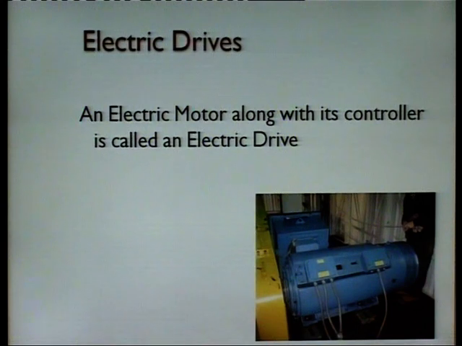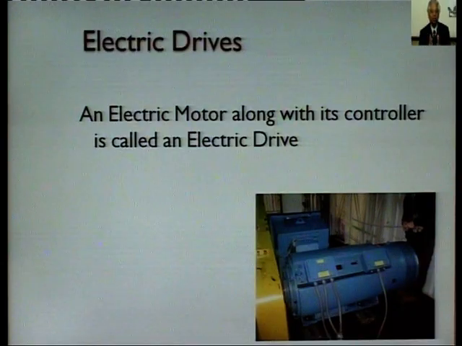Electric drives, if you have to define it: an electric motor along with its controller is called the electric drive. Many people are confused that electric drive means electric motors. It is not. It is actually the electric motor as well as the control circuit. When you have the combined system, that means you have the motor as well as its control unit together, then the whole system becomes an electric drive.